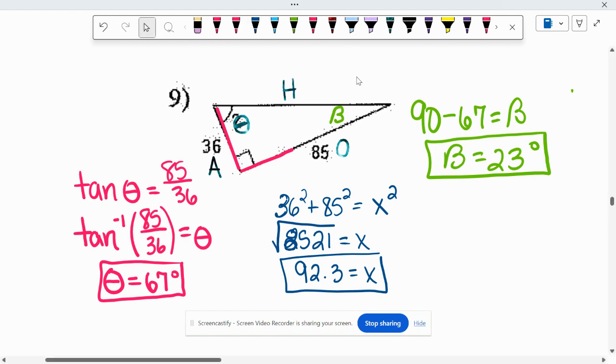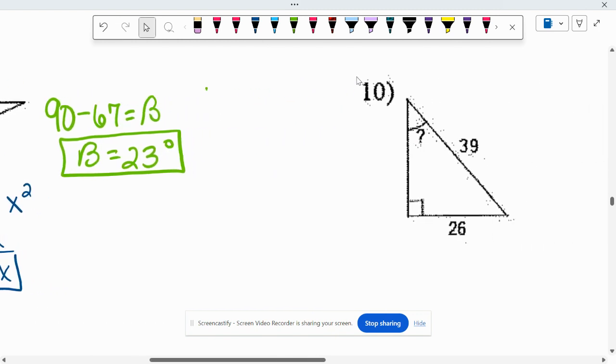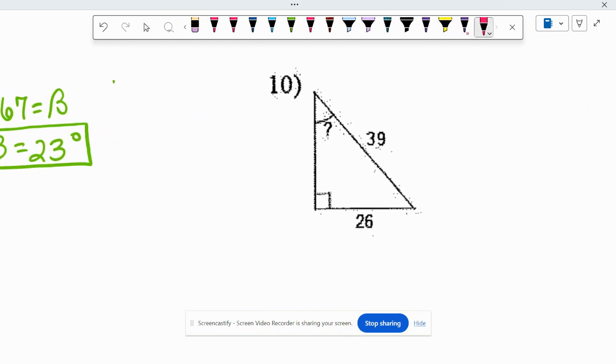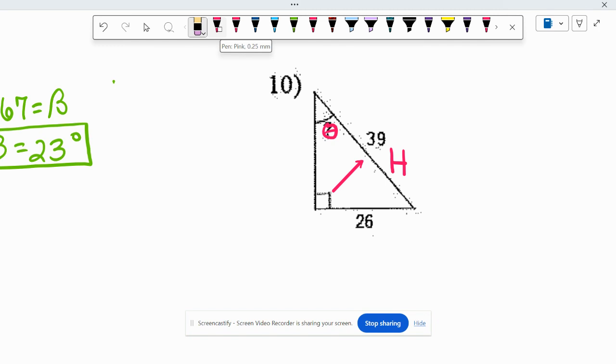All right, Nathan, I'm coming to you. Number 10. I'm going to label the angle that's missing, theta. I want you to label the sides. H is opposite the right angle. So listen, the hypotenuse is always opposite your right angle. Always. Remember, that's the one that doesn't change. Now go ahead and label your other sides from theta as opposite and adjacent.